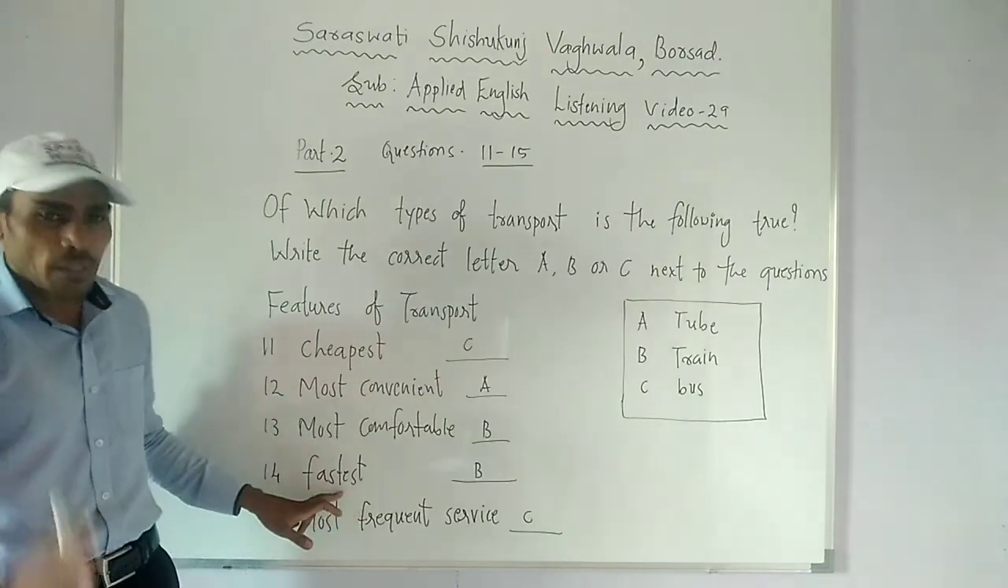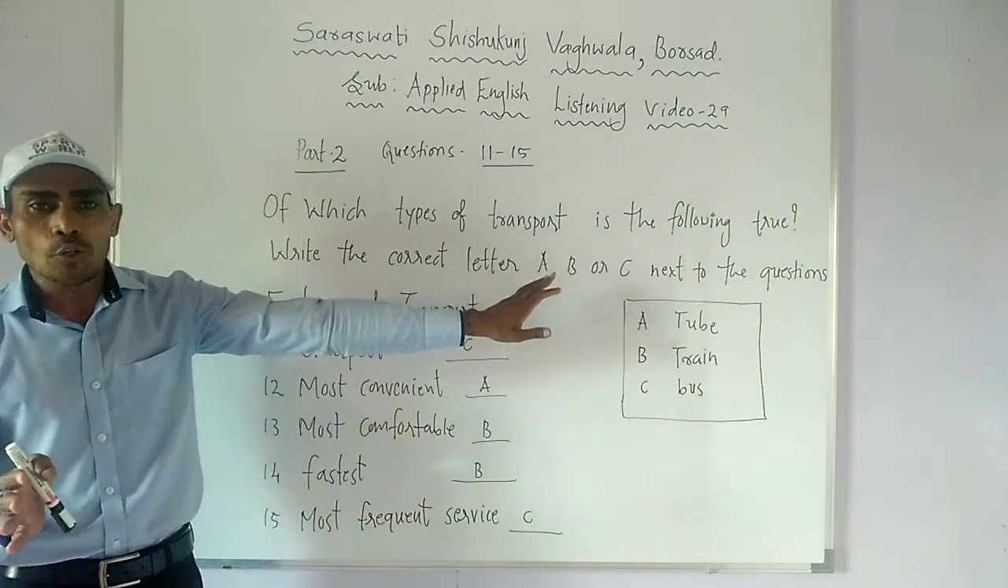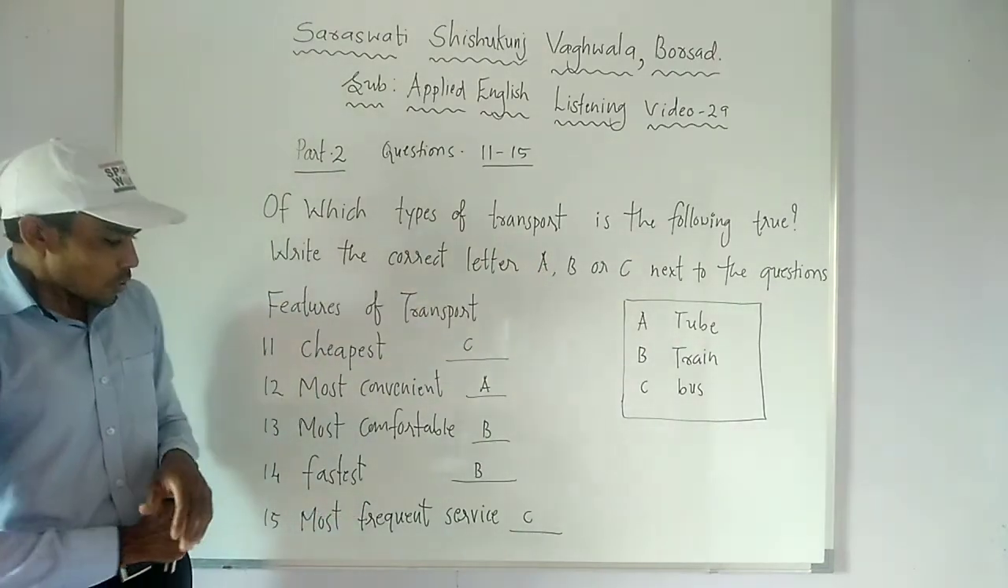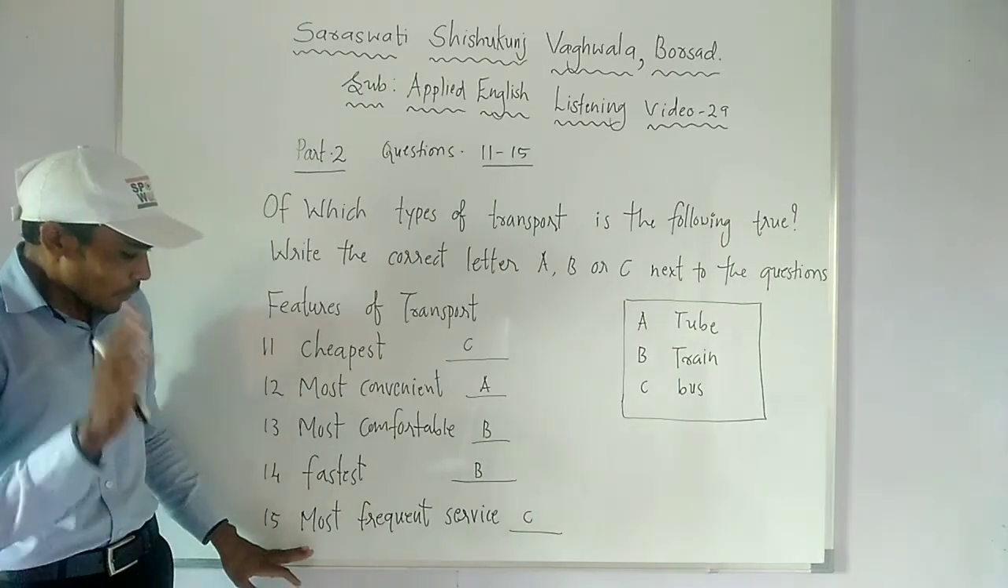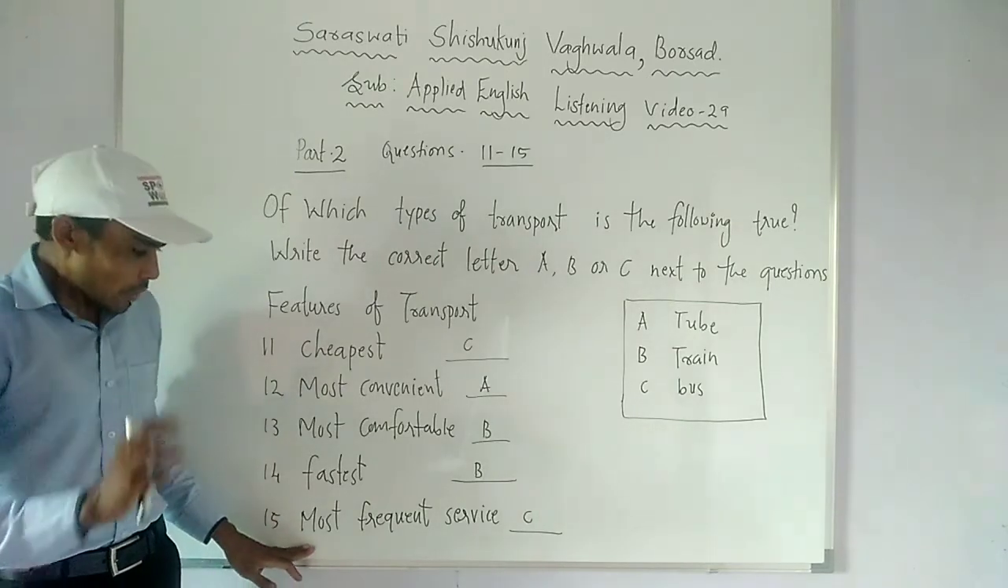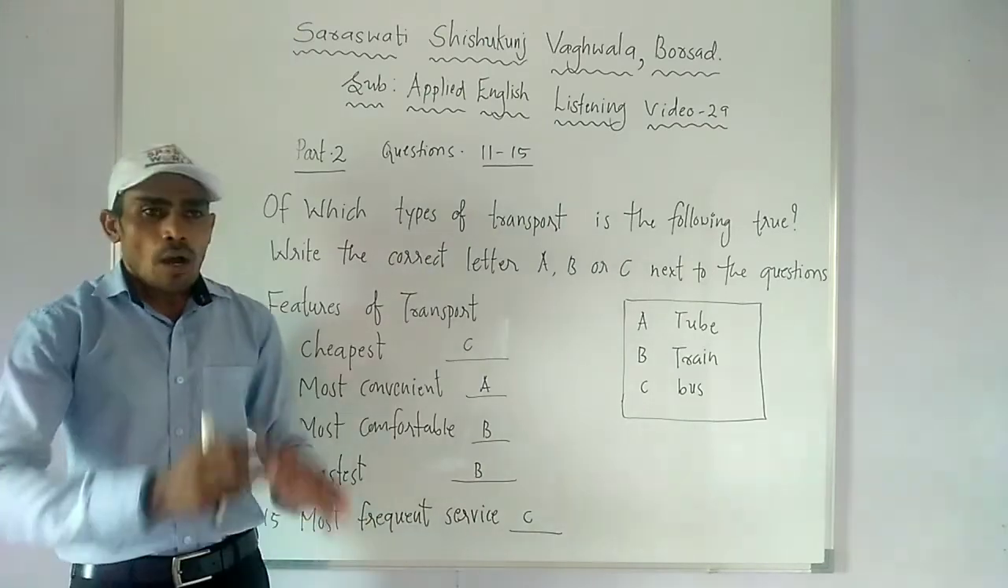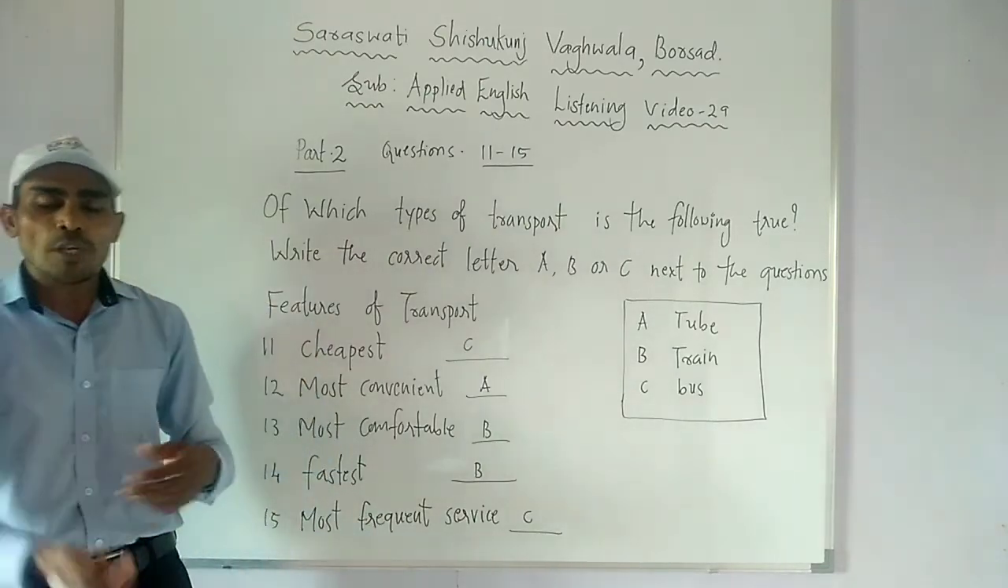Then train would be the fastest, and since it is a tube, it is the fastest train. The 15th one, that is most frequent services. Which is the transportation that has the most frequent services?